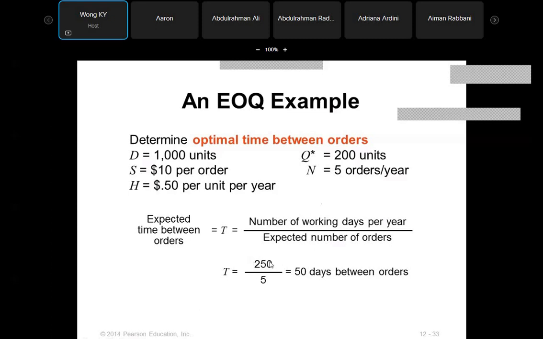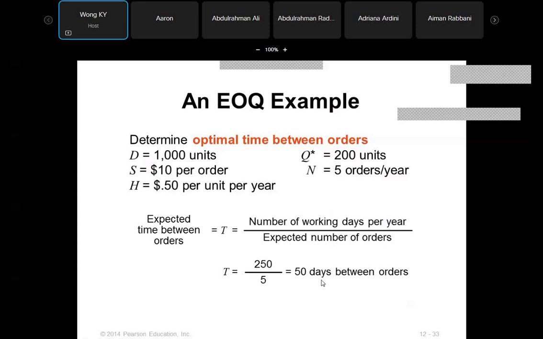So traditionally, textbooks like to use 250 as the number of working days per year. So we use the number of working days per year, which is 250 days, divide by 5, because every year we have to make 5 orders. So we divide by 5, we get 50 days. So it means 50 days is the optimum time between orders. It means an order will have to be made after every 50 days.